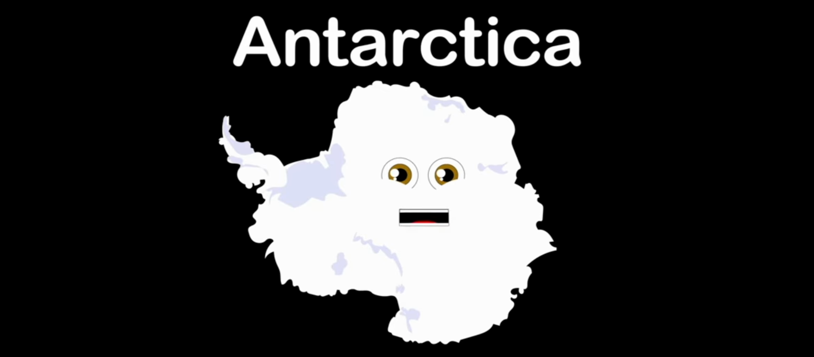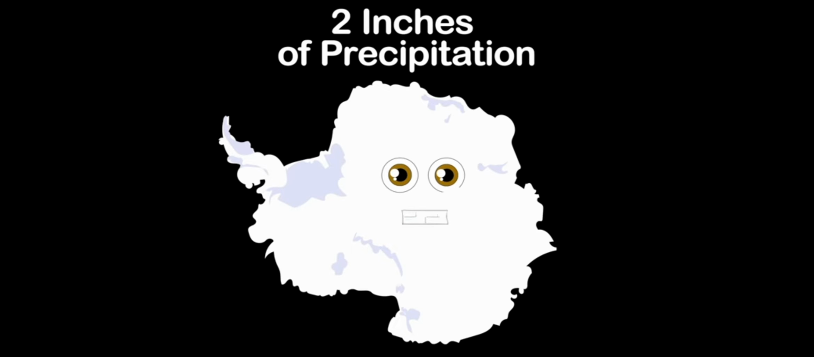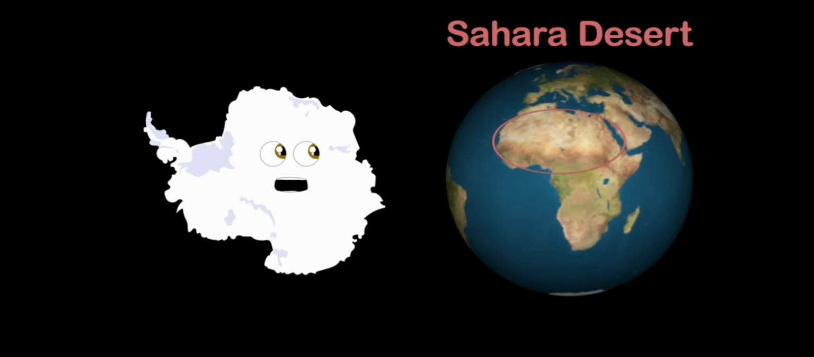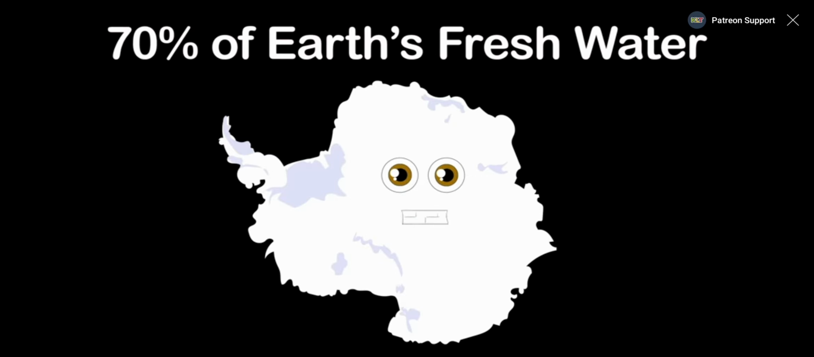I am Antarctica, I'm classified as a desert because so little moisture falls from the sky, I assert. Typically, I receive 2 inches of precipitation each year, primarily in the form of snow. Sahara Desert gets more than here. The Antarctic ice sheet covers more than 98% of me. Over 70% of Earth's fresh water is frozen in this ice sheet.